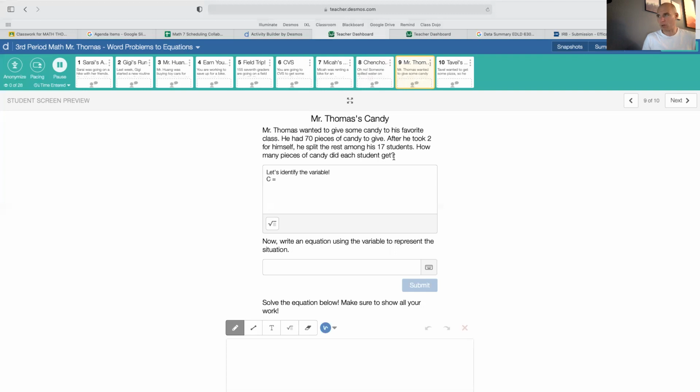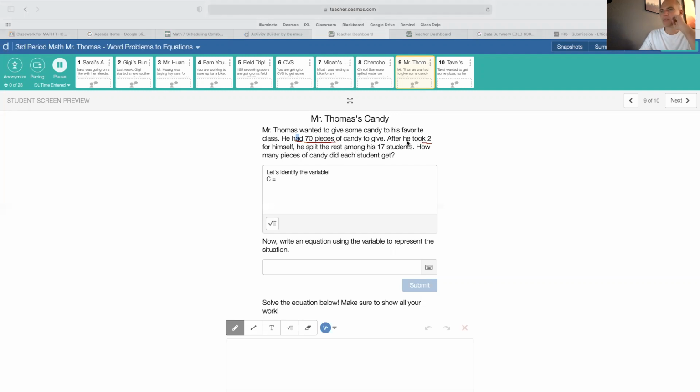All right, so let's look at the important pieces of information here. I noticed that they're telling me I started with 70 pieces, right? I had 70 pieces to give. For some reason, it does not want to activate my drawing tool. There we go.